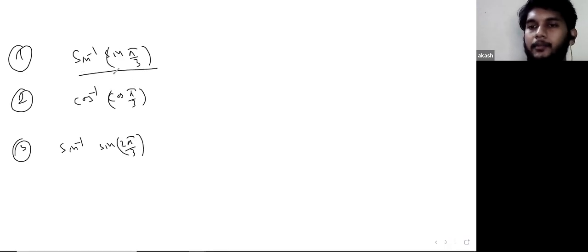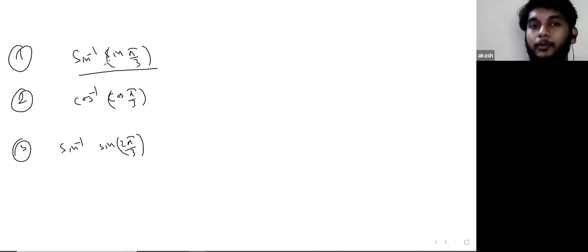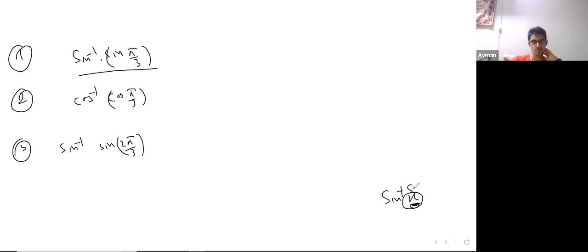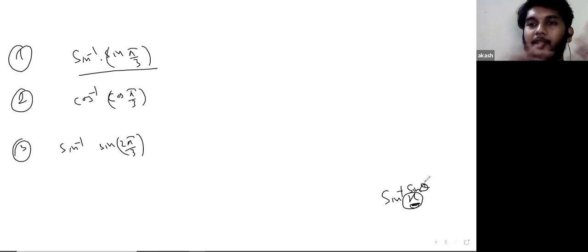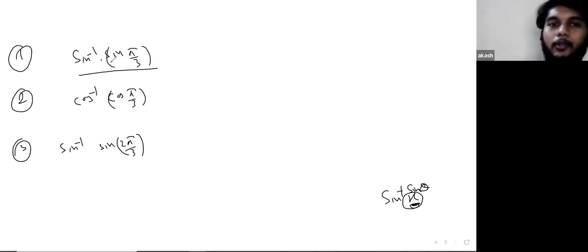Which property is this? Sine inverse sine theta. This is not multiplication. We have to put some value in here, and that value itself is sine theta. Like body and soul, the soul is inside the body, so this is not multiplication. So what is the answer here?